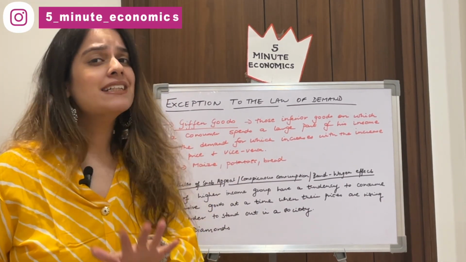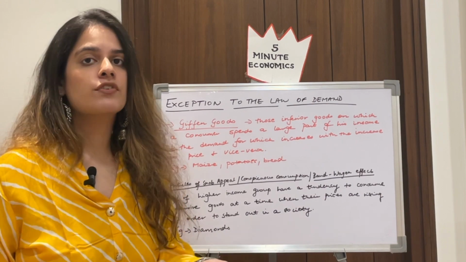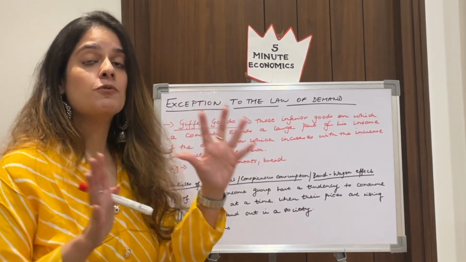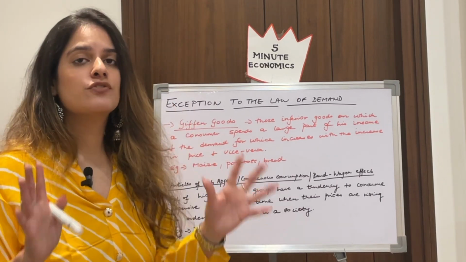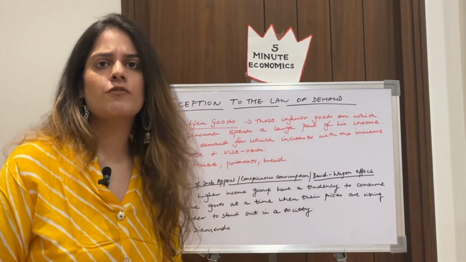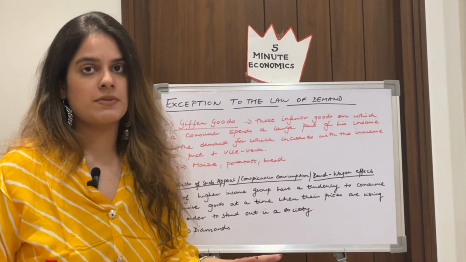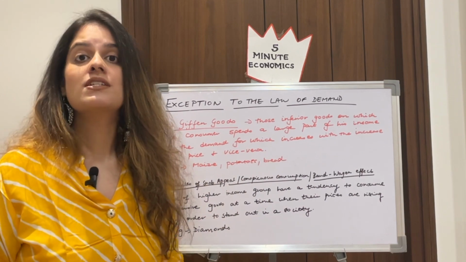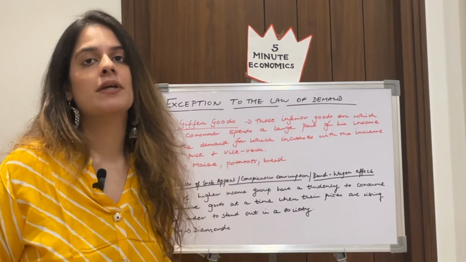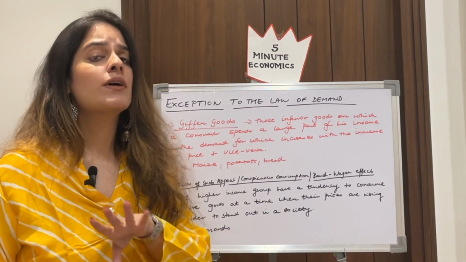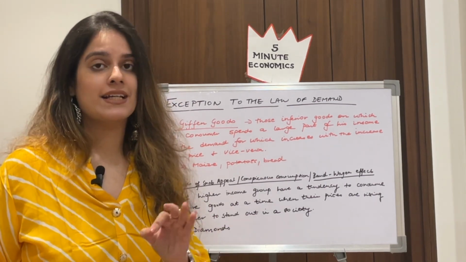Now guys, please don't get confused between Giffen and inferior goods. In case you are getting confused, I've made a separate video on types of goods where you can see the differences and examples between Giffen and inferior goods. But Giffen goods are a type of inferior goods basically. The yardstick to measure Giffen goods is price. We are not bringing in income anywhere, because we are talking about demand and price, so please don't get confused with income.